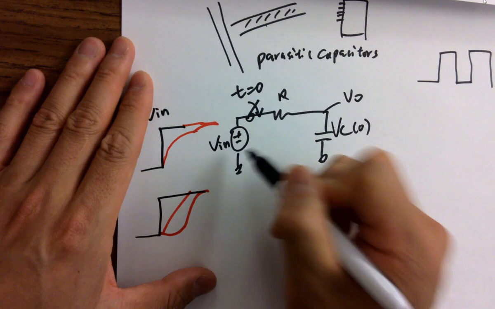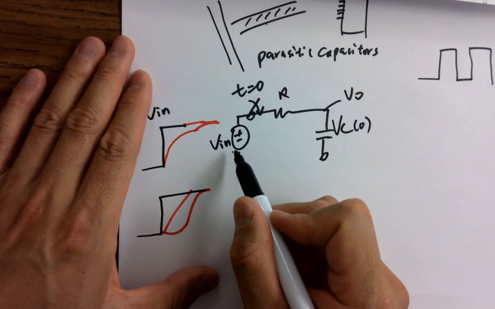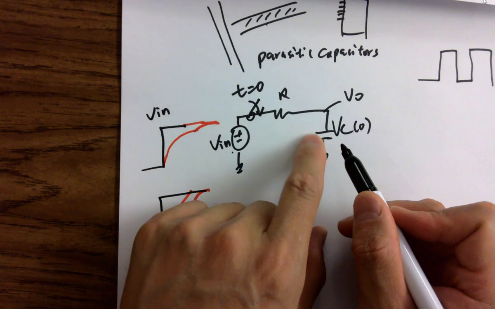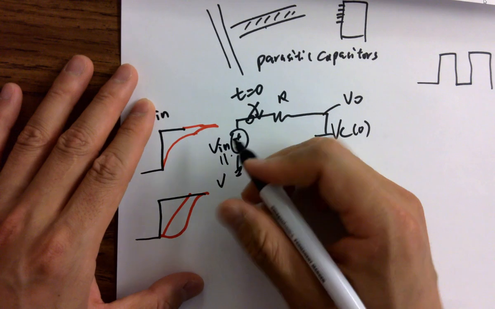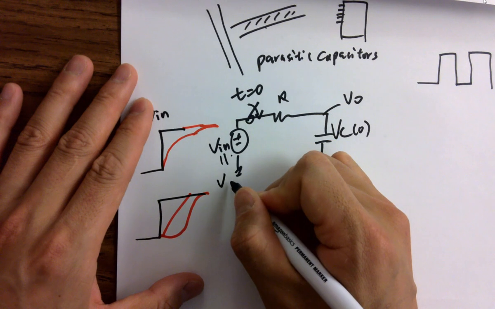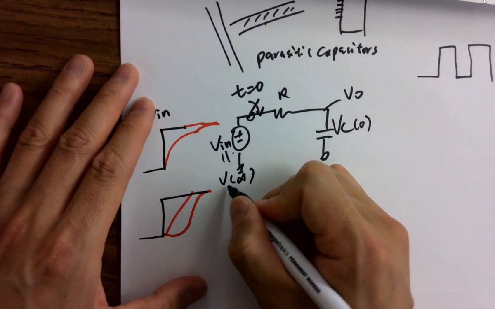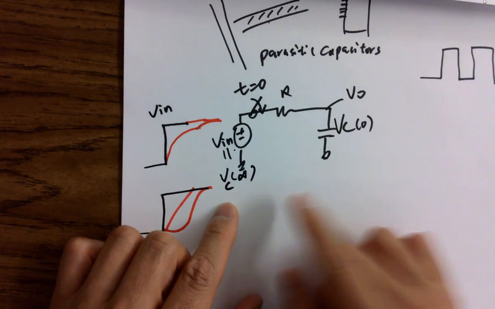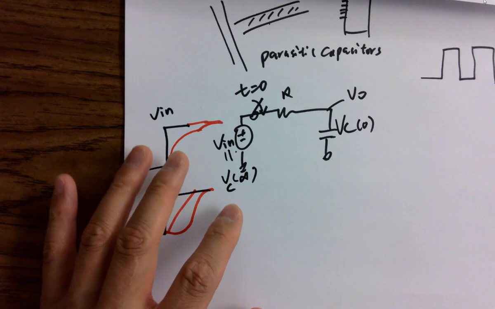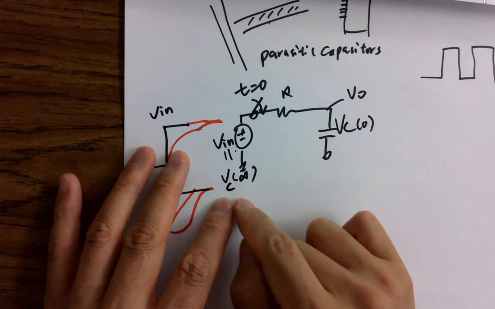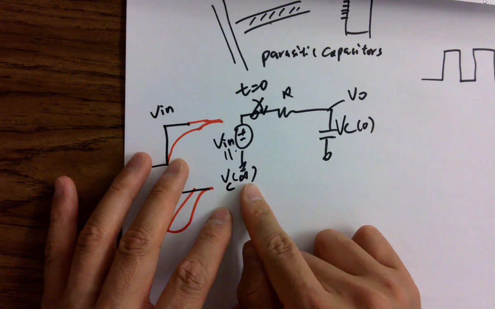Because we know it will eventually reach this voltage at the capacitor, so we know that this voltage can be written as VC infinity. Because the capacitor's voltage, for an infinite amount of time, will be this voltage. Okay? So we can denote this as VC infinity.